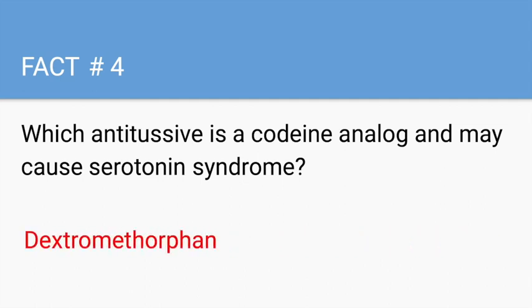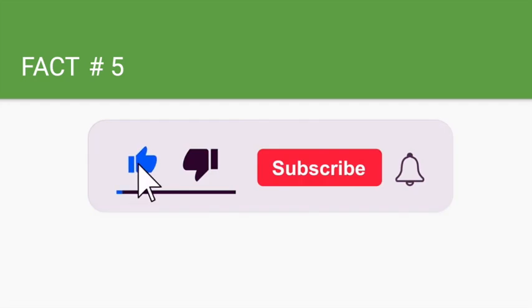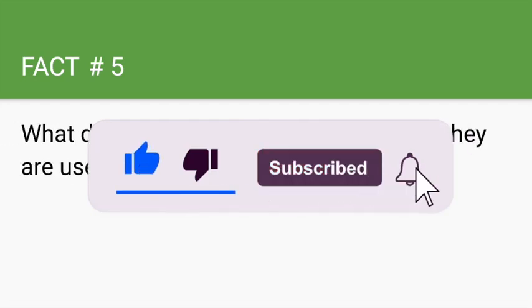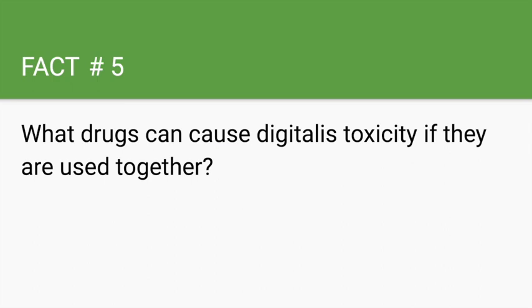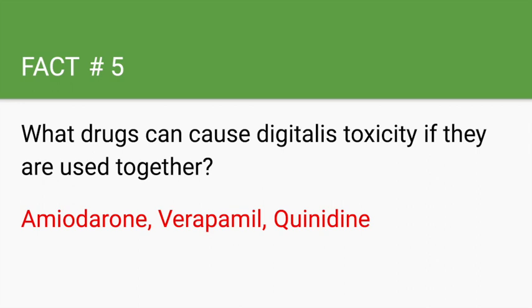What drugs can cause digitalis toxicity if they are used together? Amiodarone, verapamil, quinidine. So acute toxicity with digitalis can present with GI symptoms such as anorexia, nausea, vomiting, abdominal pain, while chronic symptoms present with neurological symptoms such as blindness, weakness, and scotomas.